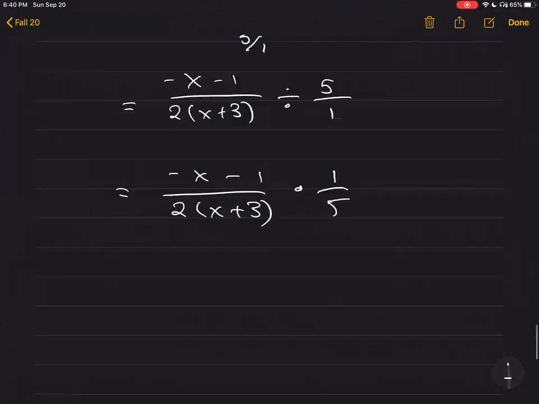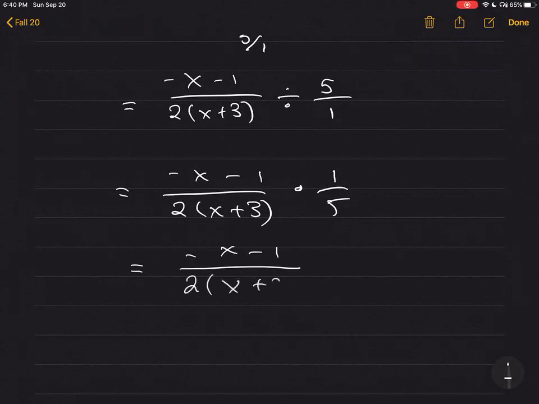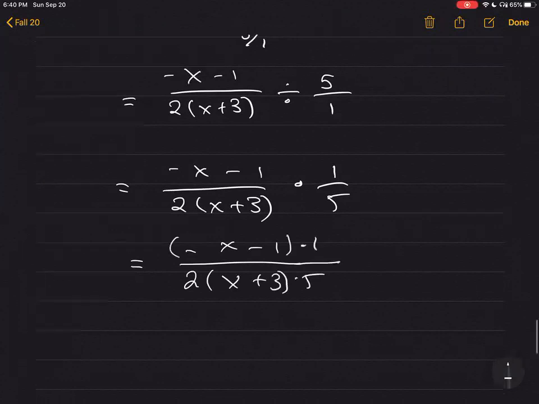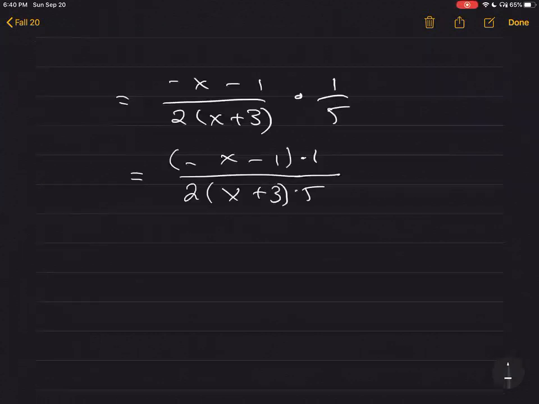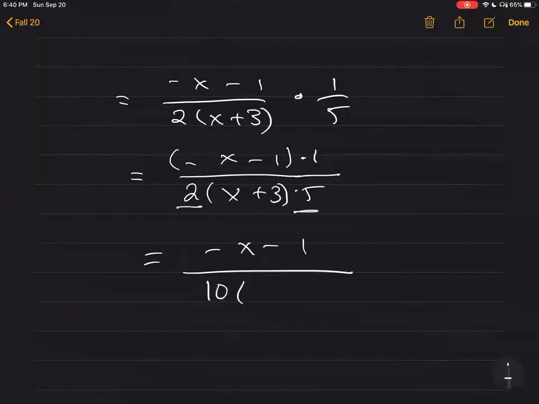And now this is just a simple multiplication. It's negative x minus 1, and then this 5 multiplies the bottom. So it's going to be 2 times x plus 3, and then times 5. Technically, this is all also times 1, but anything times 1 is itself. So for a final and complete answer, I'm going to combine these 2 times 5, so that's 10, and then x plus 3.